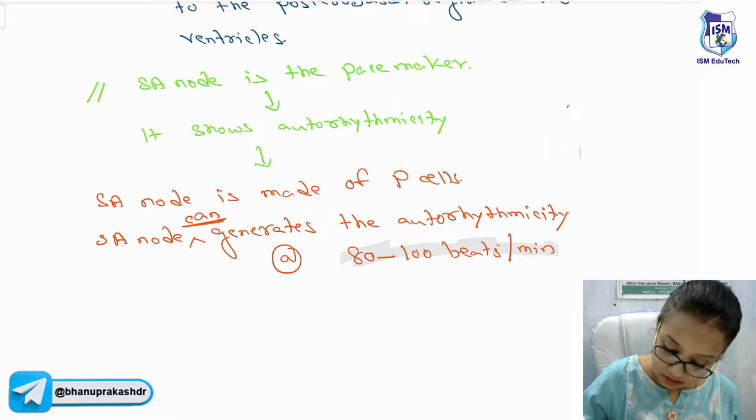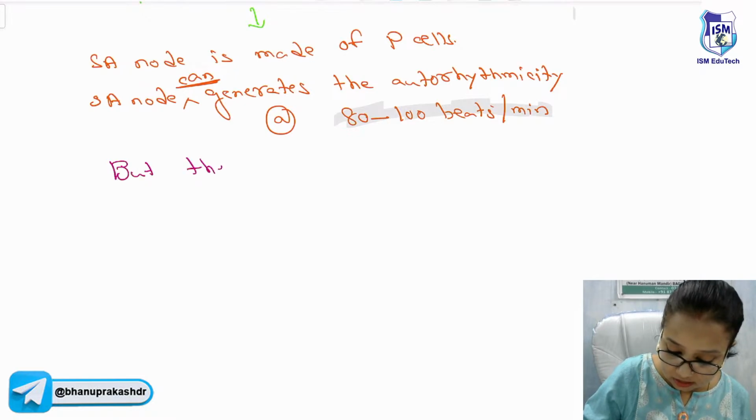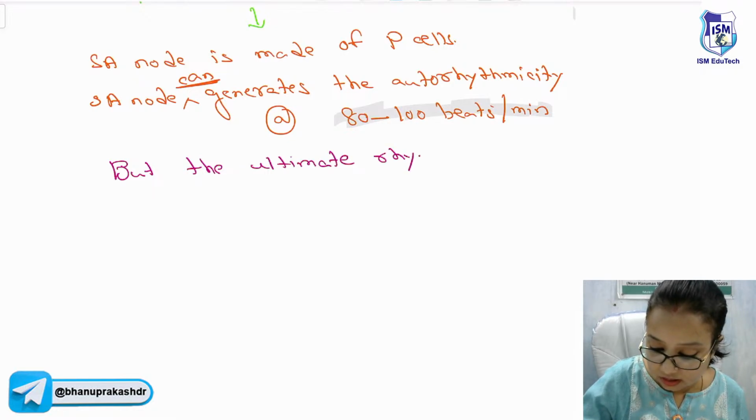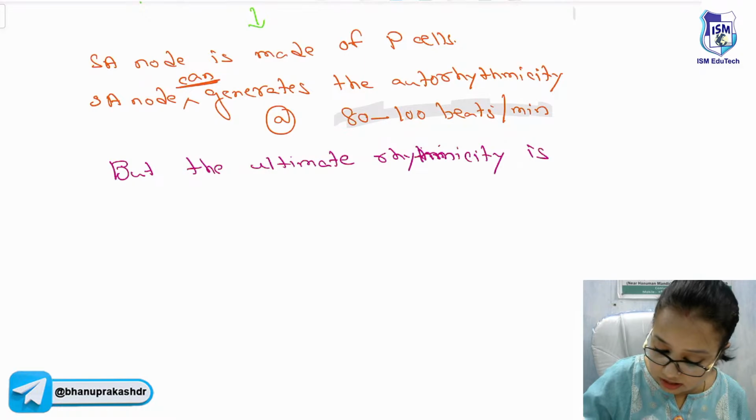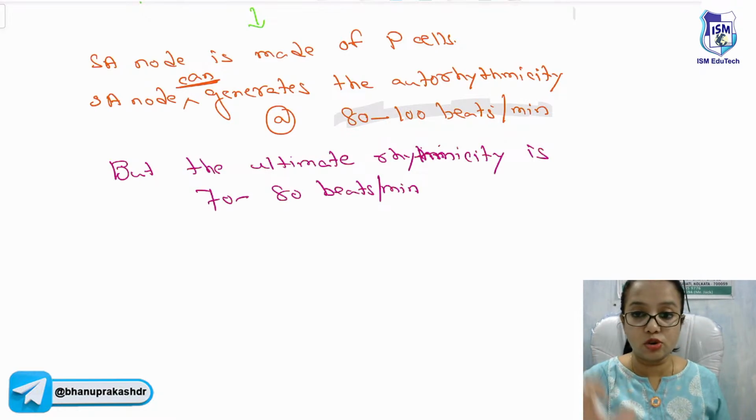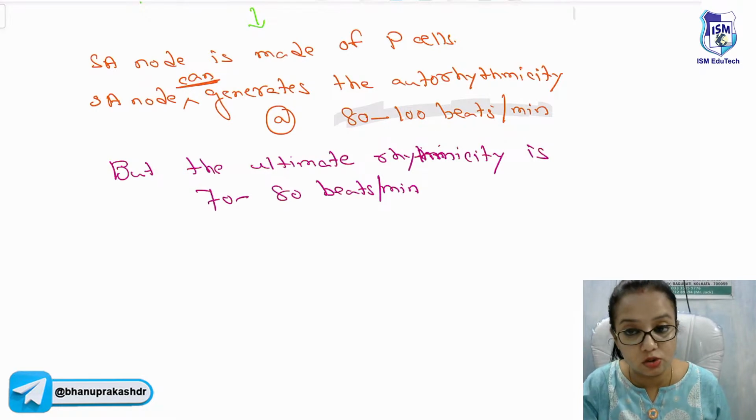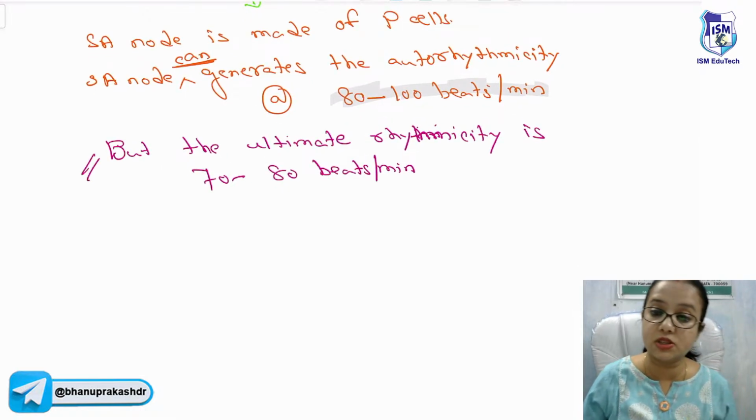But the ultimate rhythmicity is 70 to 80 beats per minute. SA node, though it has the capacity to generate 80 to 100 beats per minute, if it is left alone on its own, it still generates a beat which is 70 to 80 beats per minute.